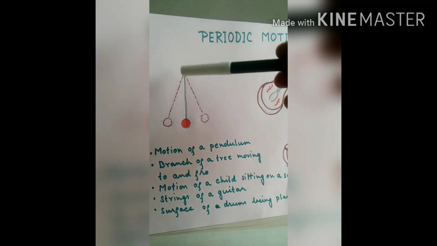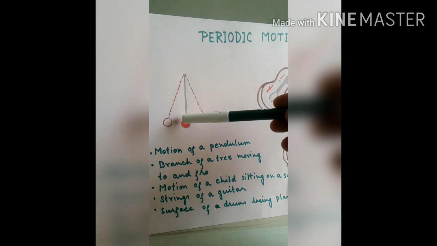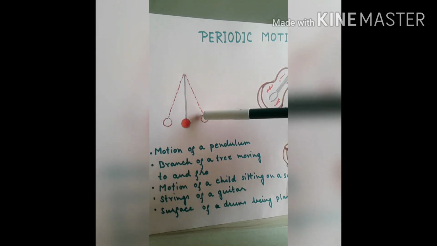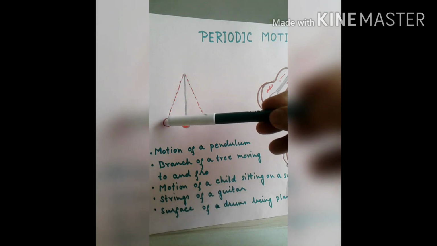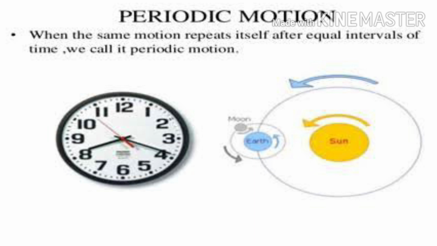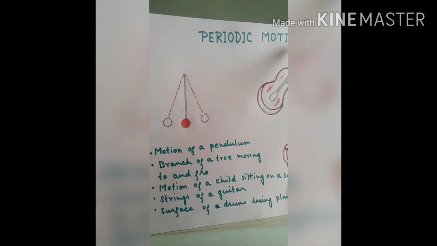Here I have drawn the picture of a pendulum. See, this is called the bob. Now when it is placed over here, it will come back here. Again it goes here. Again it comes back. So it is repeating the motion at regular intervals of time. This type of motion is called periodic motion.